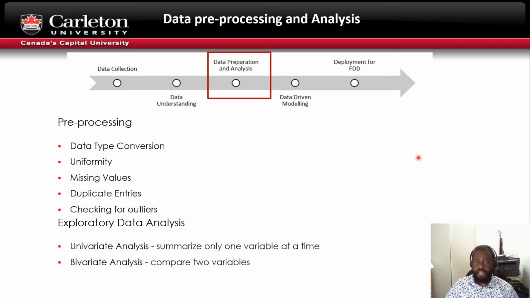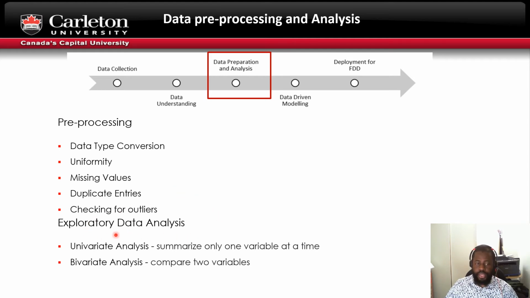And after that, the next thing is the data preparation or pre-processing and analysis. So basically at this step, you have to check that your data is good. And if it's not good, you have to take some steps to clean the data. So you have to check the data type, and you probably need to do some conversion. You need to check for uniformity, and plotting the data set like we did earlier can help with that. You need to check for missing values and duplicate entries. You need to check for outliers to ensure your data is clean and ready to be used.